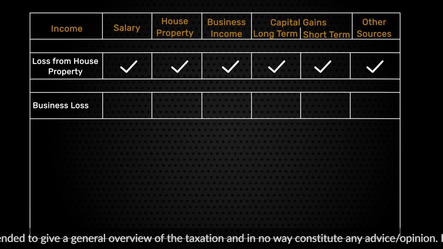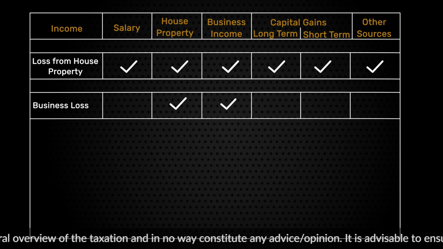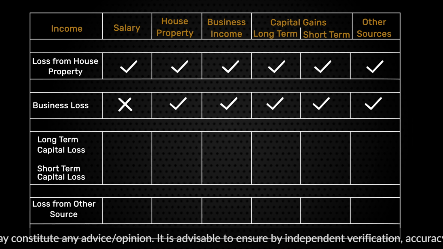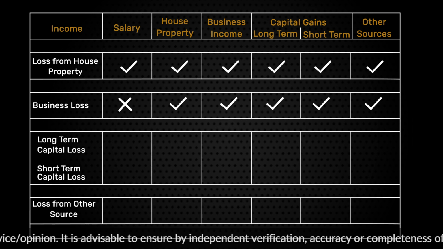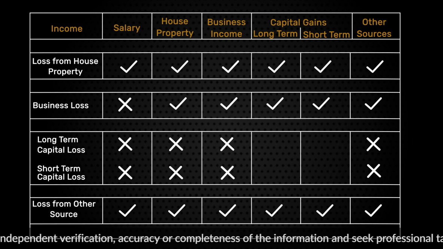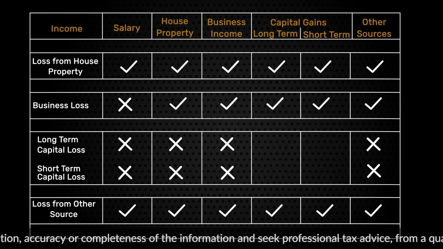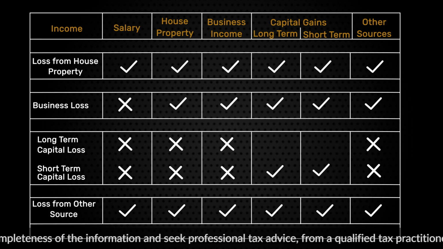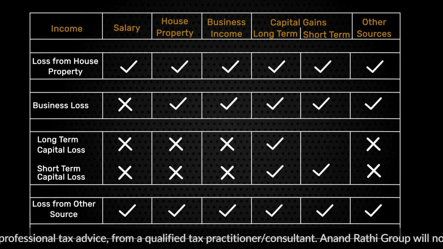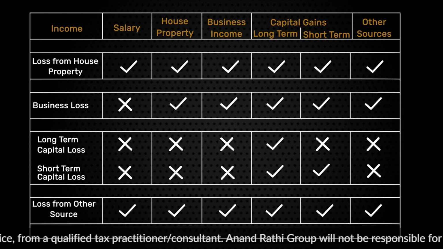If you have a loss from business, that can also be set off against any income head except for salary. If you have a loss from your investments, which is your capital losses on any asset, short term or long term, that can also be set off. So for example, short term losses can be set off against long term and short term gains, whereas long term losses can only be set off against long term gains.